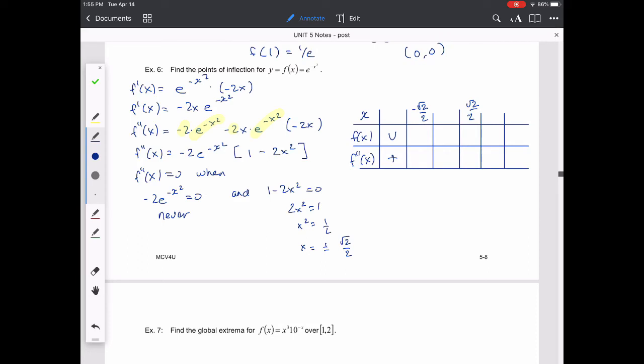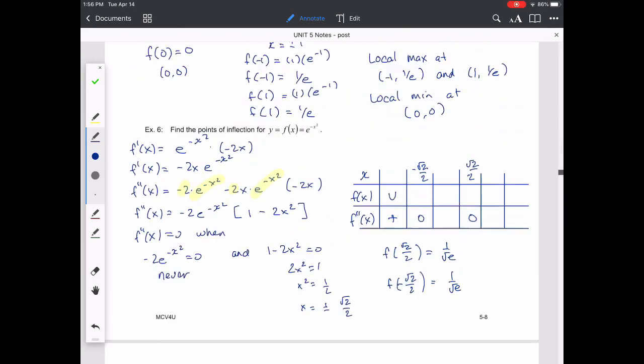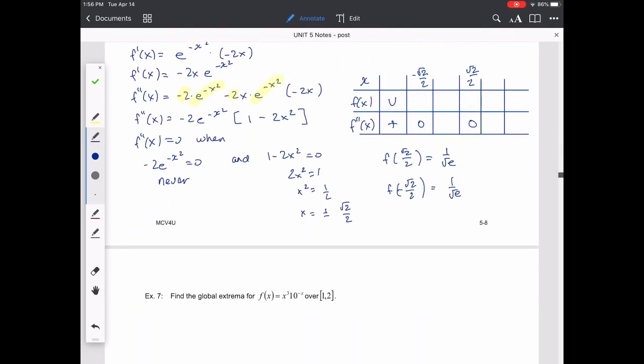And we know that this is going to be 0. I might as well put those there, right? Because that's what we solved for. And what I didn't solve for was what happens at f of those values. So if I do f of root 2 over 2, that's going to give me 1 over root of e. And if I do f of negative root 2 over 2, that's also going to give me 1 over root e. So this will be 1 over the root of e, and this will be 1 over the root of e.